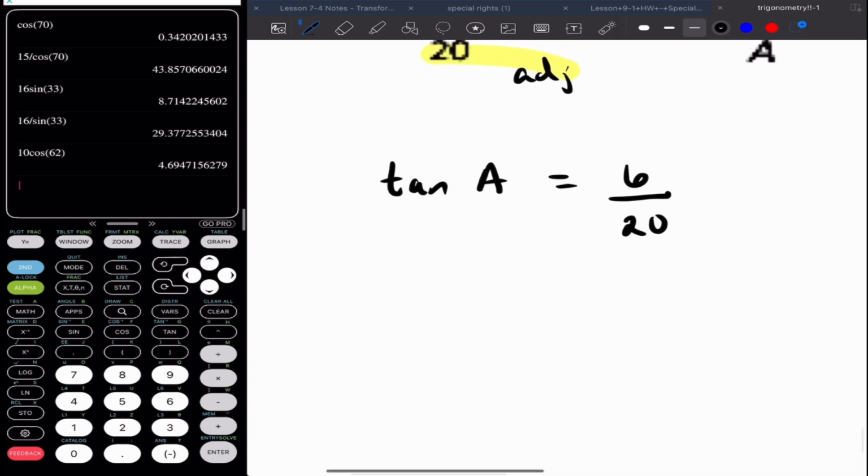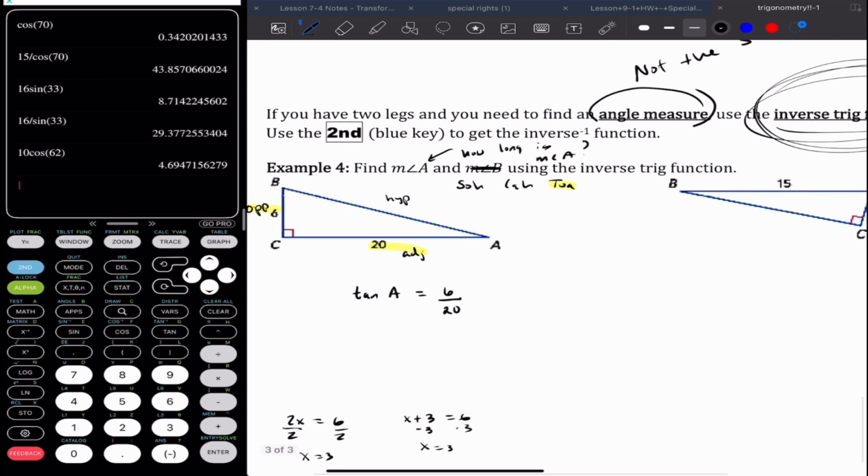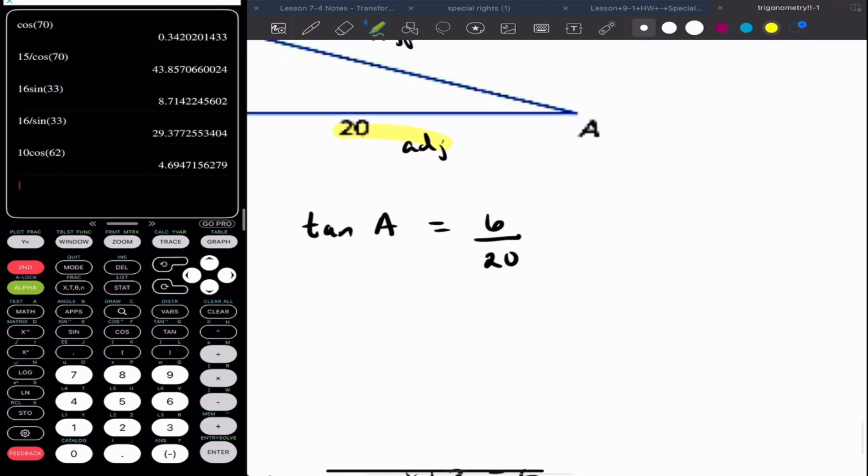Just like over here, we gotta undo the trig function. And to do that, we have to use our calculator. Look up here. Again, we're going to use the second button, which is the blue key. So press second on your calculator, and then find the function that we're dealing with. In this case, we're dealing with tangent. So you have second already pressed, then you're gonna press tangent, and it should look like what you see on the screen.